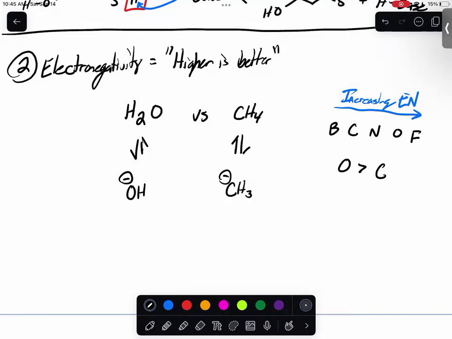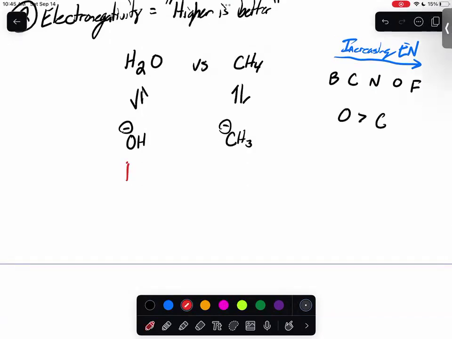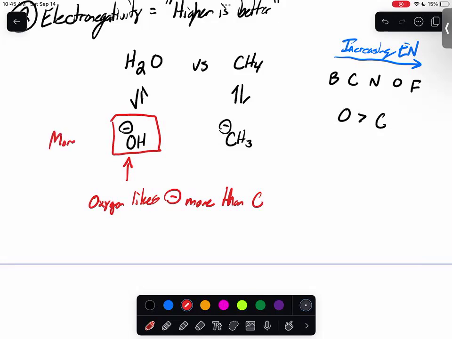So essentially what that means for us is oxygen likes the negative charge more than carbon, right? And so that means that it's actually stabilizing it more than carbon. So because of that, we can say that an oxygen with a negative charge is more stable, which means an OH versus a CH is more acidic.